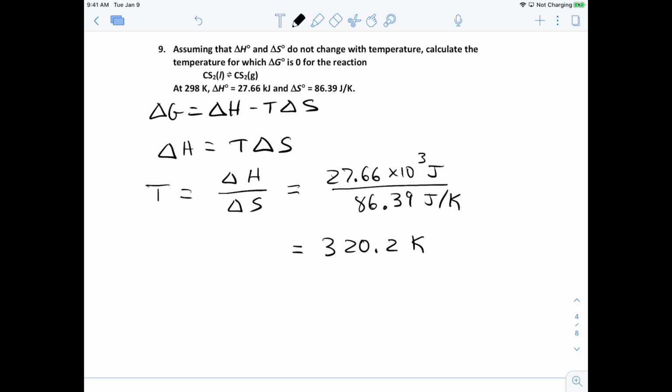Equilibrium, if this is carbon disulfide liquid going to carbon disulfide gas, that means that is the boiling point. So this is the difference in enthalpy between a liquid and a gas, and this is the difference in entropy between the liquid and the gas. And you ended up calculating the boiling point, the temperature, 320 Kelvin. Okay, that was number 9.